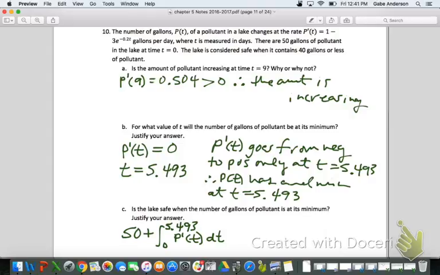All right, well, let's follow up with Math 9 then. So let's go ahead and evaluate that, and then we can decide, is this lake safe ever, right? Because this is going to be the minimum amount. So if it's not safe now, it's not going to ever be safe, right?